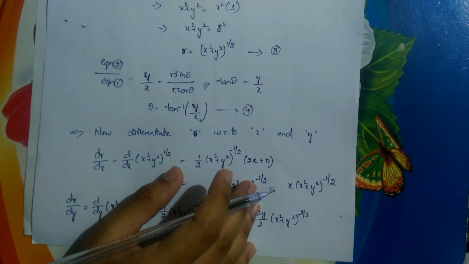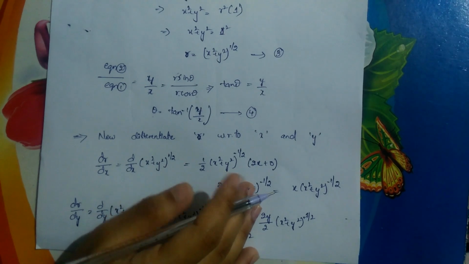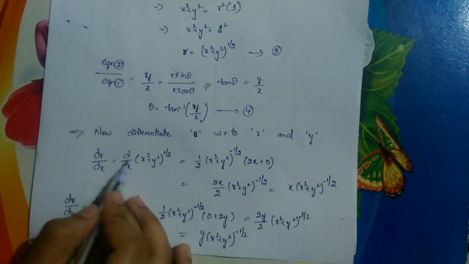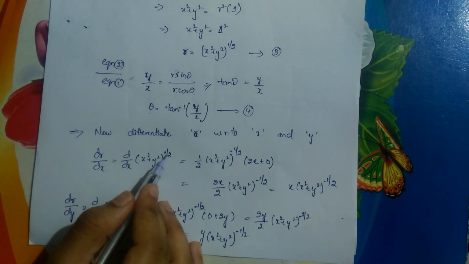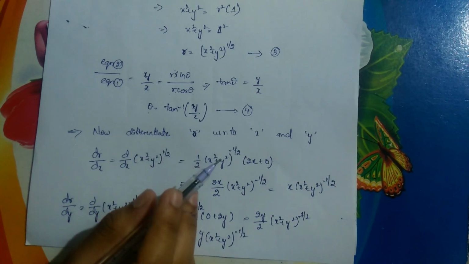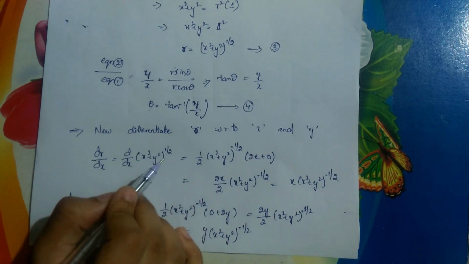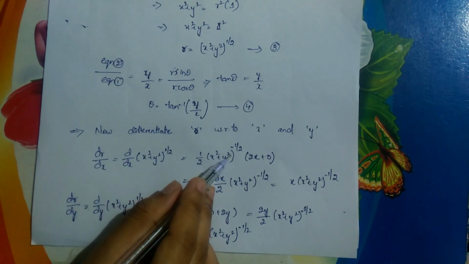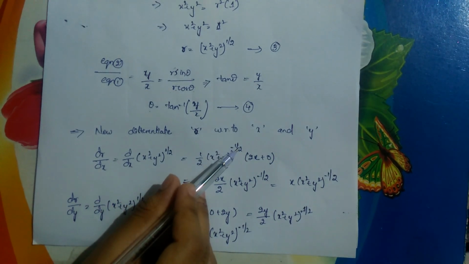So now differentiate r with respect to x and y. First we are differentiating with respect to x, that is dou r by dou x, that equals dou by dou x of r, which is x square plus y square whole to the power of 1 by 2. We know that x to the power n differentiation is n into x to the power of n minus 1. So first we have to apply that formula. Then n here is 1 by 2. So 1 by 2 into x square plus y square whole to the power of 1 minus 1 by 2. That gives minus 1 by 2.